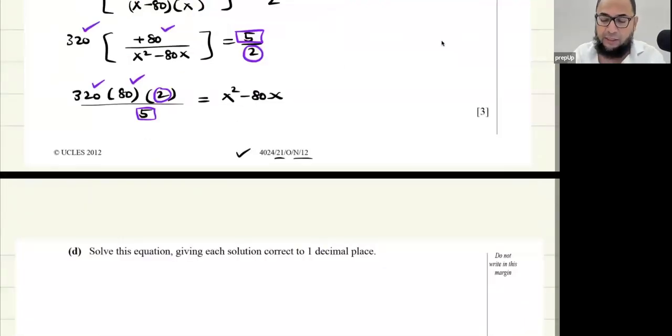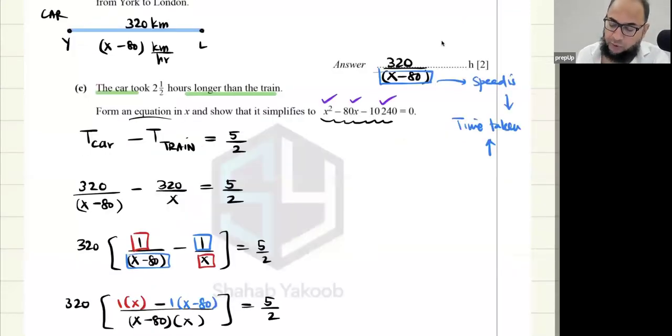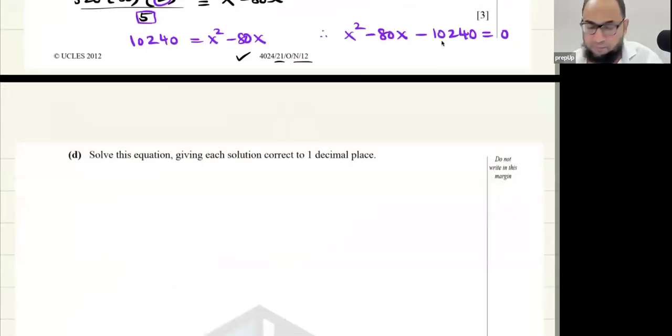So now let me grab the calculator. So now is this thing. That is 320 into 80 into 2. This is paper 2, I can use a calculator. Divided by 5. That is 10240. This 10240 is x square minus 80x. Therefore, x square minus 80x minus 10240 equals to 0. Is that the answer? x square minus 80x minus 10240 equals to 0.